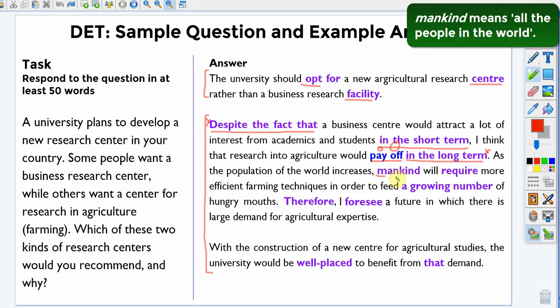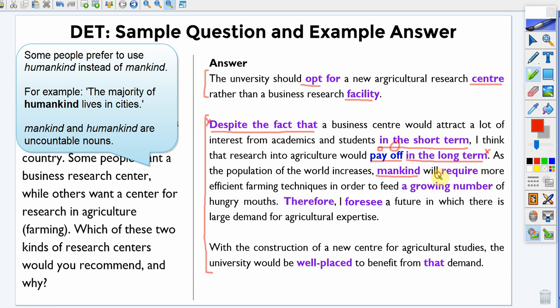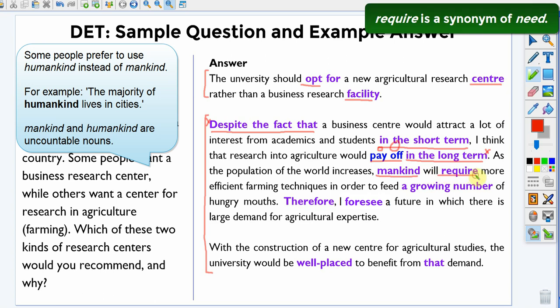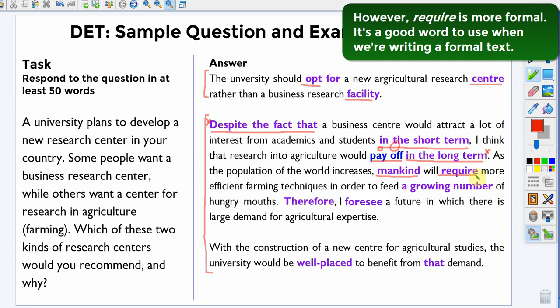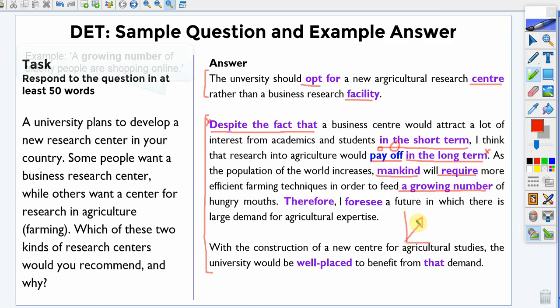Mankind means all the people in the world. Require is a synonym of need. However, require is more formal. It's a good word to use when we're writing a formal text. Next, a growing number is an increasing number, a number that's going up.